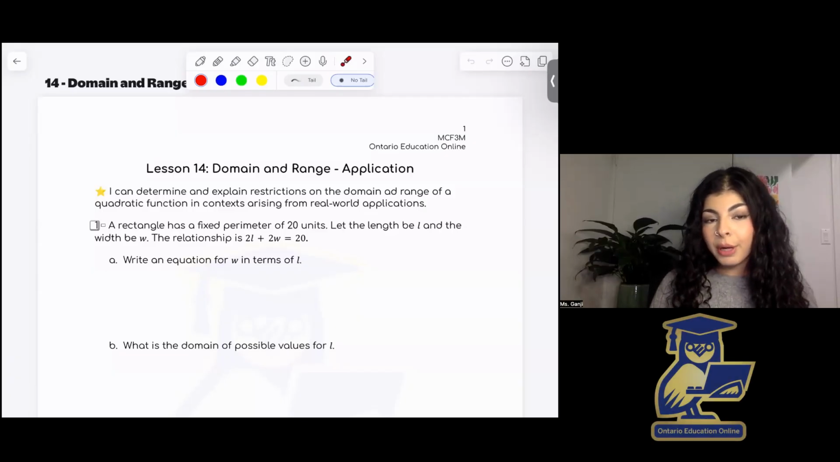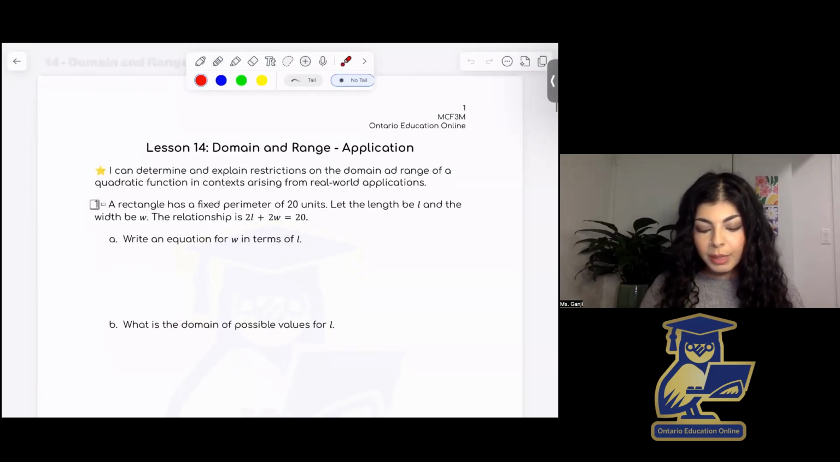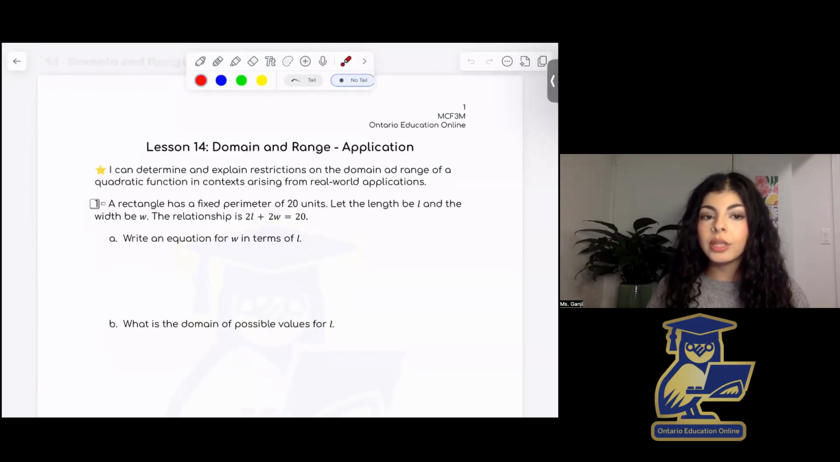So by now you should be very familiar with the concept of domain and range and using graphs, table values, and finding the domain and range. Now we're going to be looking at some real world applications where we have more restrictions on our domain and range. And so we're going to be using that similar set notation within these problems to represent our domain and range.